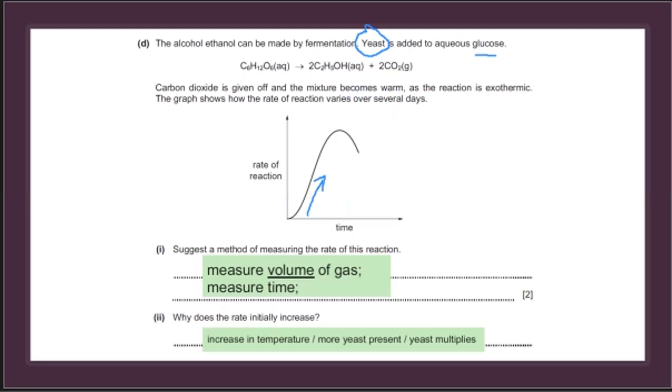slowly. Now, the next thing we need to note is that when the reaction starts to increase, carbon dioxide is given off, and they tell you the mixture becomes warm. So the increase in the rate of the reaction increases temperature, which also increases the rate at which the glucose is being converted into ethanol.